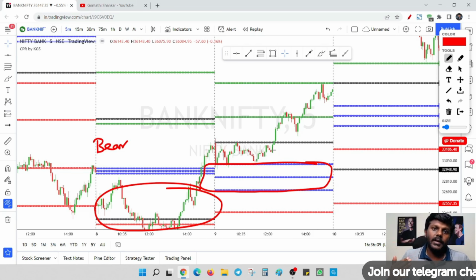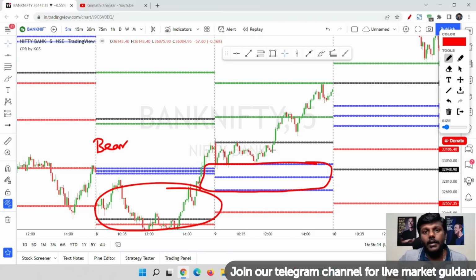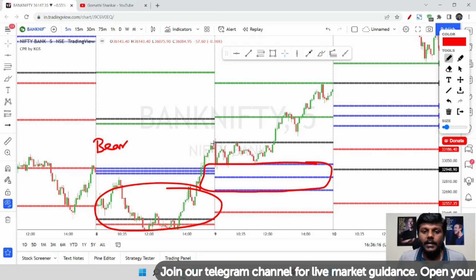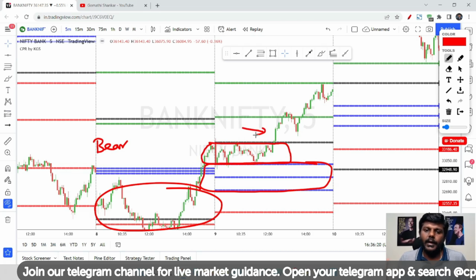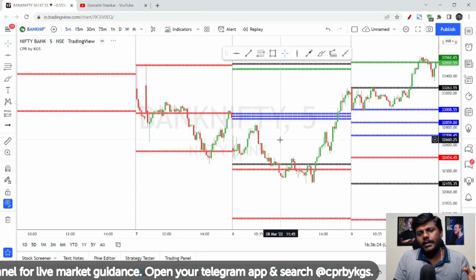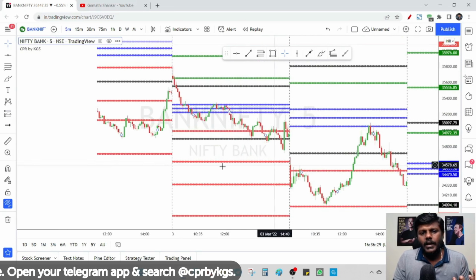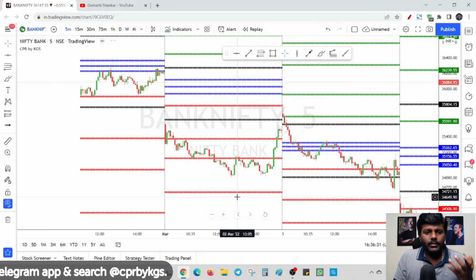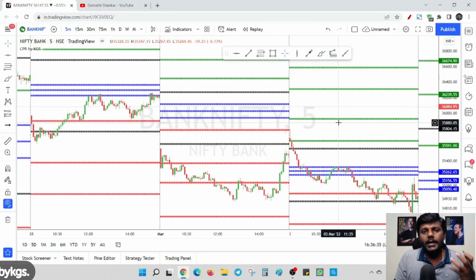On 8th March, the candles are below daily CPR. On 9th March, the candles are above daily CPR and the candles are consolidating for some time. There is a breakout and then the market had a rally. Now this criteria can be applied in any market condition, for any instrument, to judge the trend. Now this is a perfect example. This is what happened today in Banknifty.